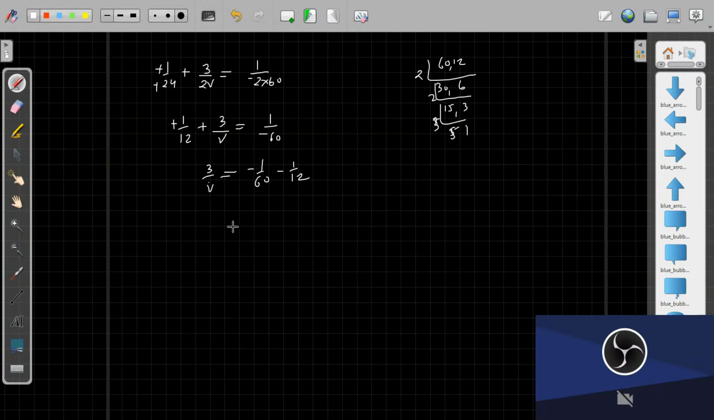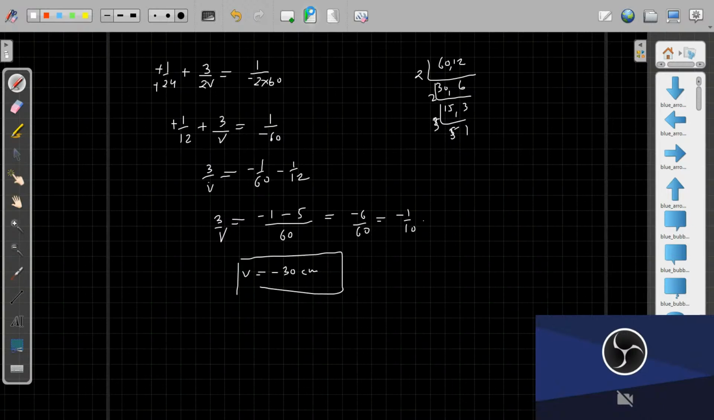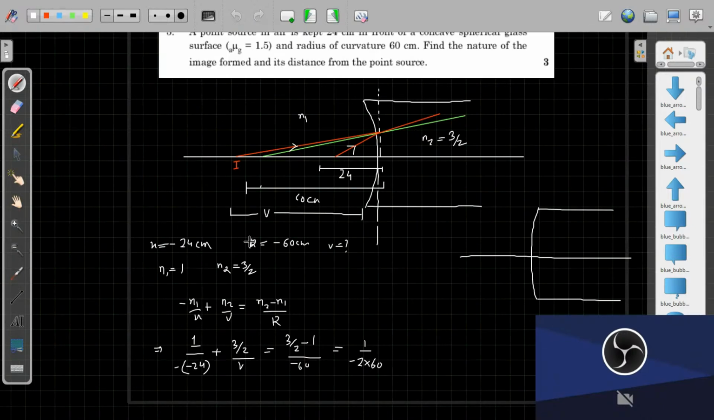So this one should be 3 by V is equal to, now again, it should be 60 LCM. So that gives me 1 and minus 5. So that gives me 5 minus, this is minus 6 by 60 there. I get here minus 1 by 10. So V is equal to minus 30 centimeter. Let's go back to our diagram. So where is minus 30 centimeter? Here. This is minus 30 centimeter.